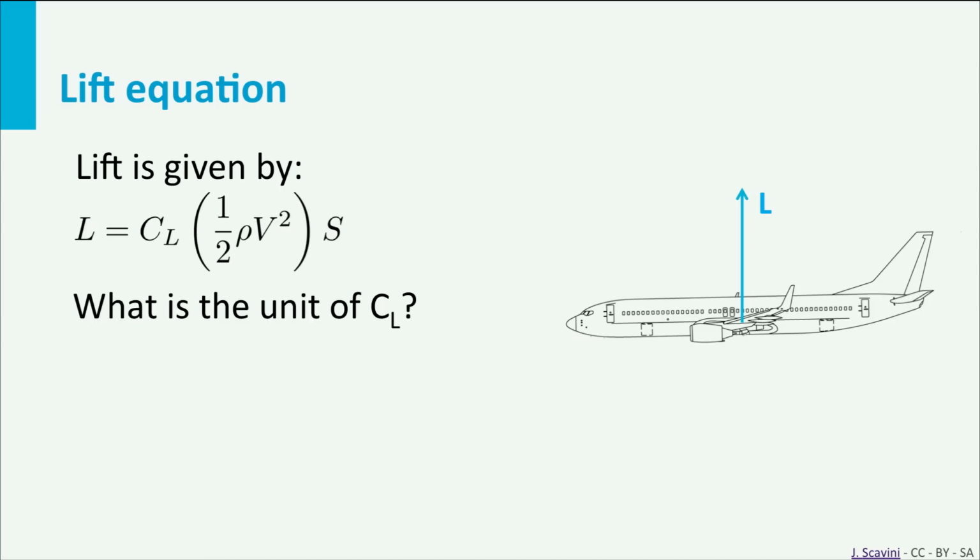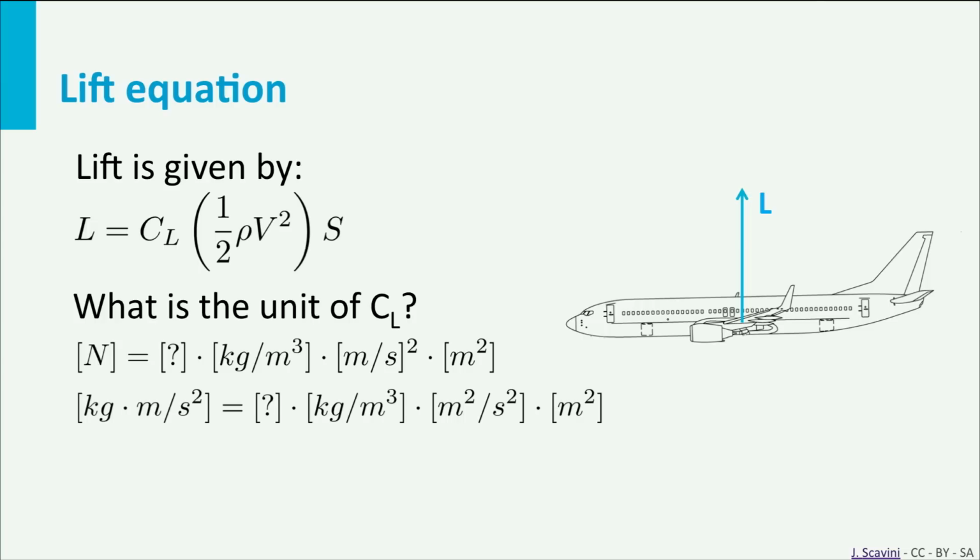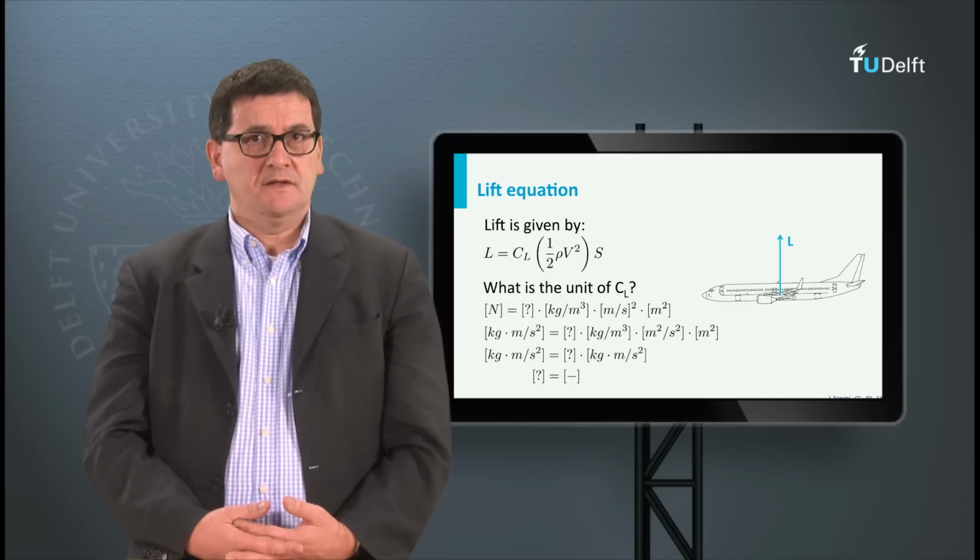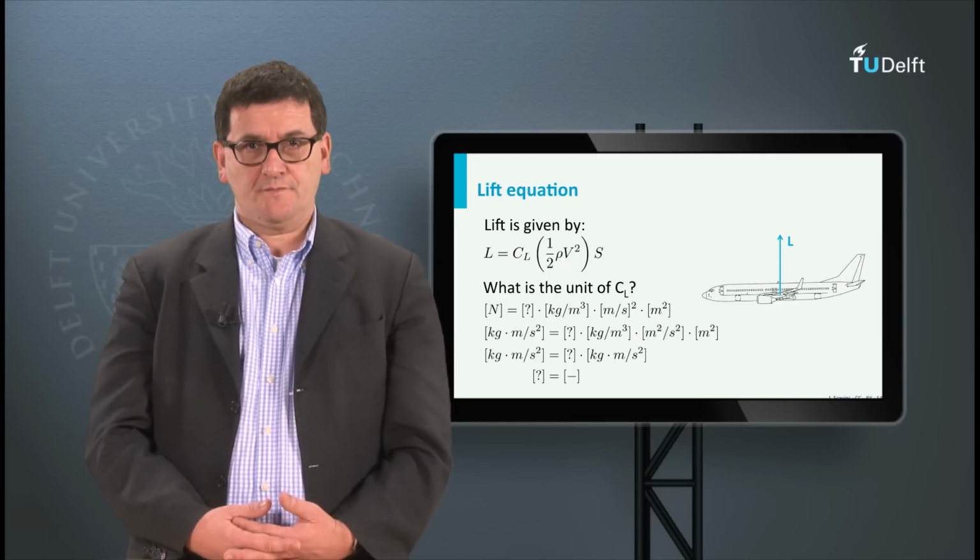In our case, we can fill in the known dimensions of the parameters. First, we use a question mark for the lift coefficient. On the left-hand side, we see newtons, and on the right-hand side, we see kilos per cubic meter times meters per second squared times meters squared. First, we replace newtons by kilos times meters per second squared. Next, we eliminate as much as possible on the right-hand side. It happens to be that in the end, the lift coefficient has no dimension.